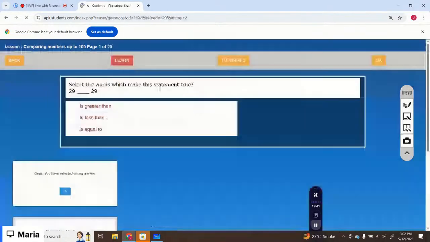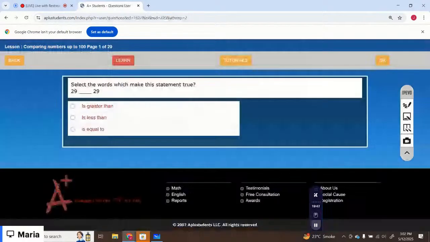Let's quickly test questions. Select the words which make the statement true. 29 is equal to 29. Option number 3 is the correct option. Yes, 29 is equal to 29.